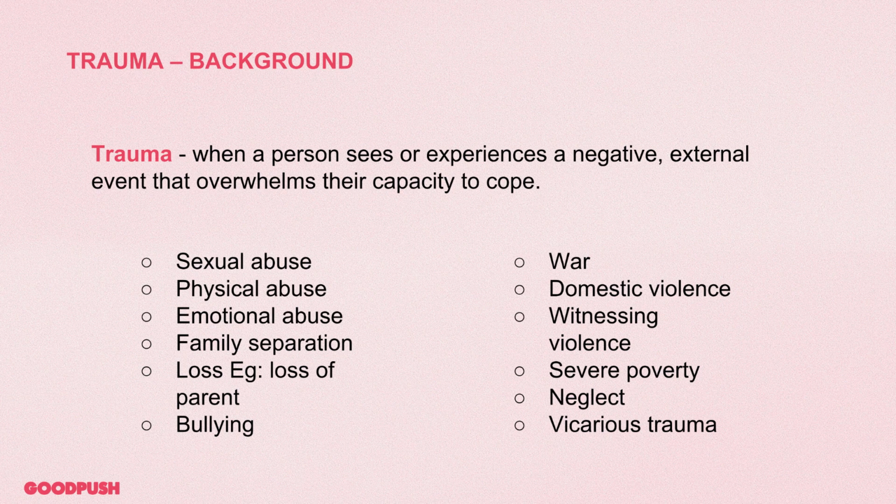So we're talking about protecting children, and there are many different factors that can harm a child over their lifetime. And the concept of trauma, I think, is really relevant to talk about now, which is when a person sees or experiences a negative external event that overwhelms their capacity to cope. And trauma can happen anywhere in the world. Maybe we think when we hear the word about war or natural disasters, but yeah, it happens everywhere.